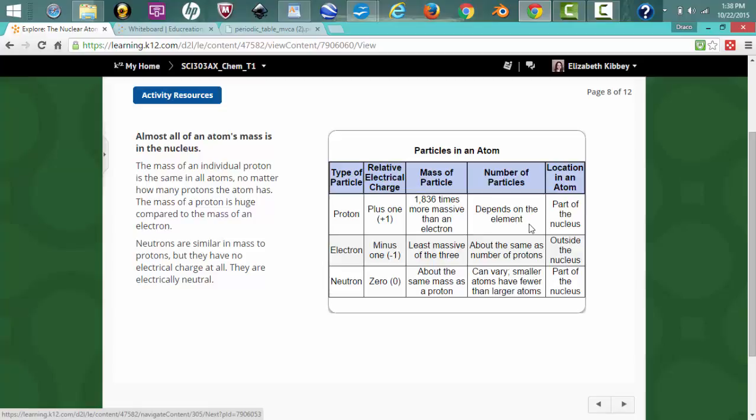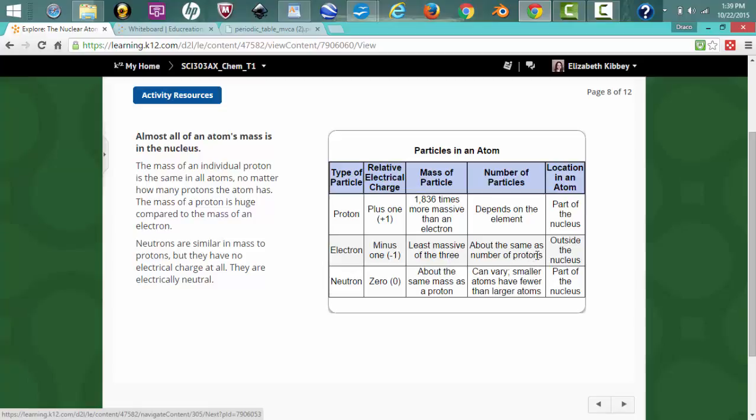The number of particles depends on the element, and in further videos to come we will get into how you can identify the number of protons in an element. The location of a proton is part of the nucleus. Just remember, protons and neutrons both make up the nucleus, and electrons are in the outer shells. They are not within the nucleus, they are outside. The electron has a relative electrical charge of -1. Its mass is the least massive of the three.